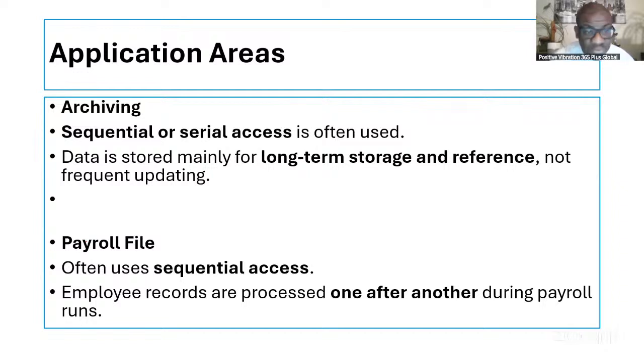All right, cool. Next, we have the payroll file. This is another application, another way we use these types of access. The payroll file is often done in sequential access. Employee records are processed one after another during the payroll run. It just means maybe the order in which your name falls is how the school decides to pay you.